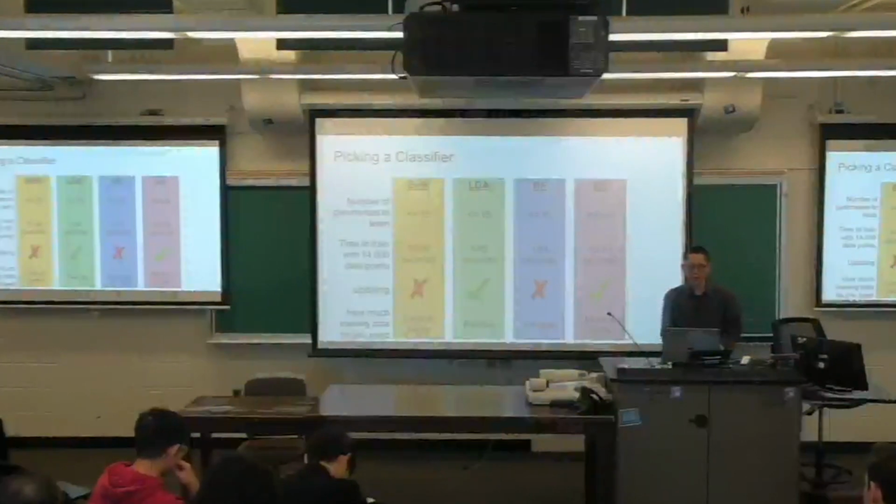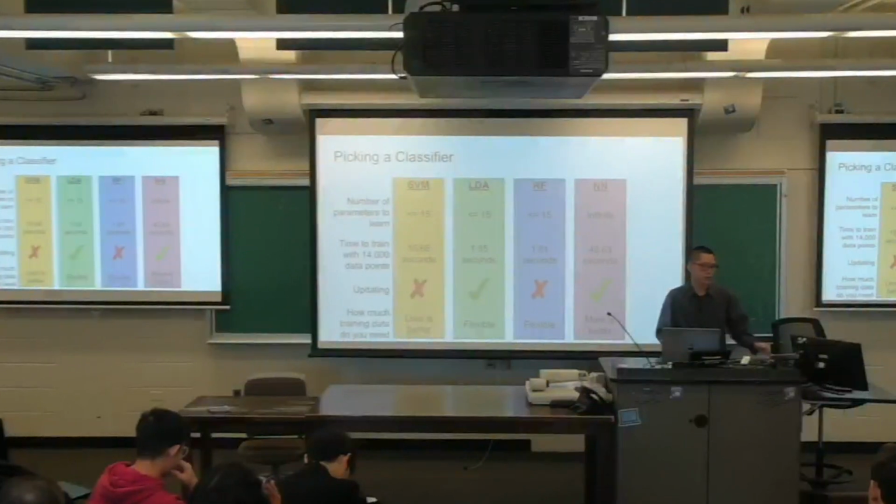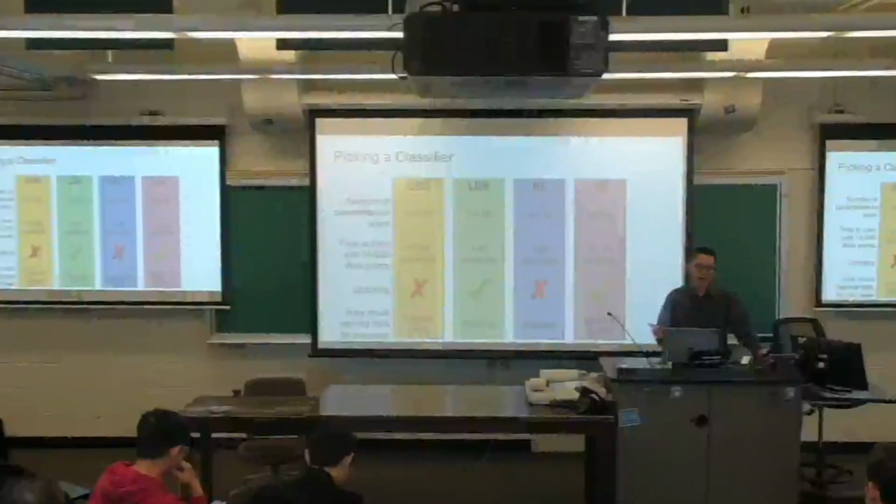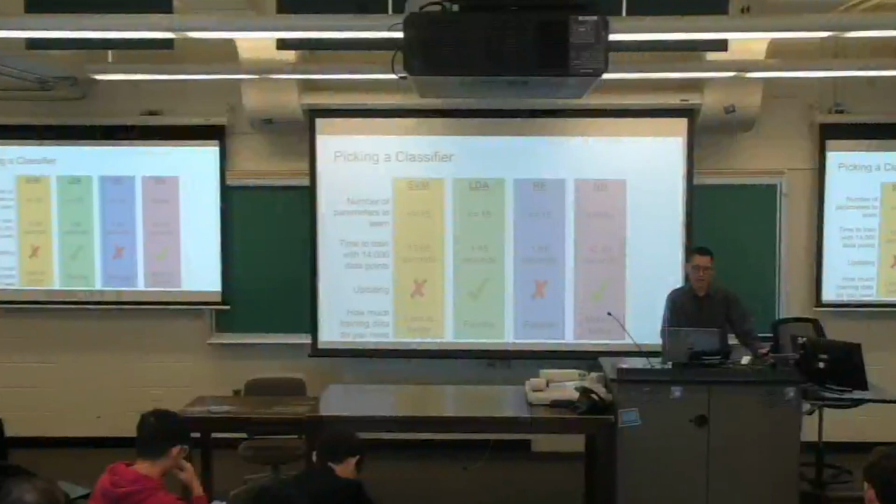And this is the same for random forest. We are just learning some boundary thresholds for the decision tree, and it trains fast. Again, it's not able to adapt to a new sample online, and the amount of training data we need is flexible.